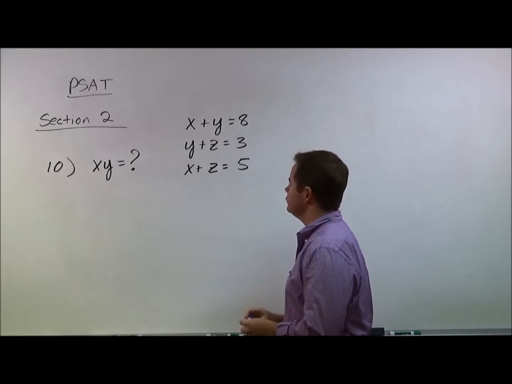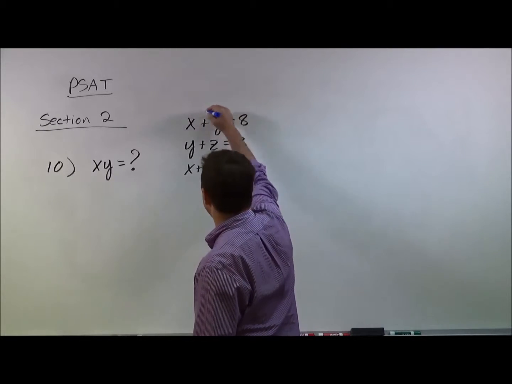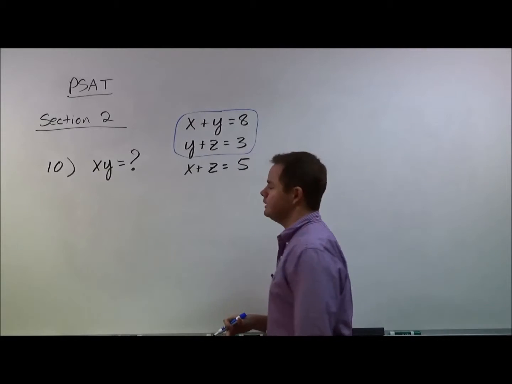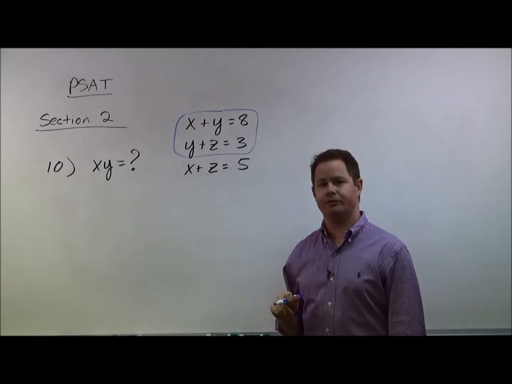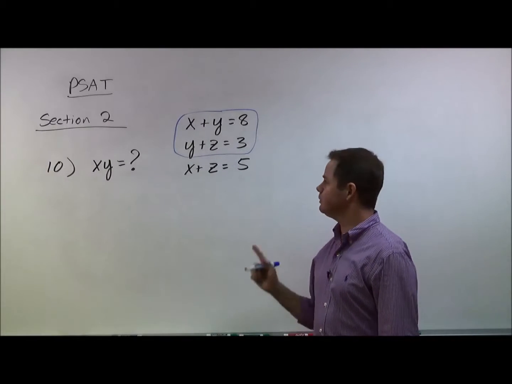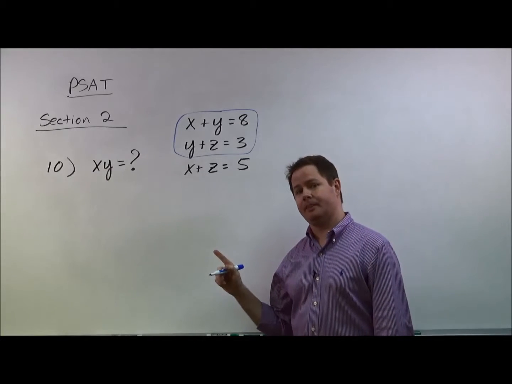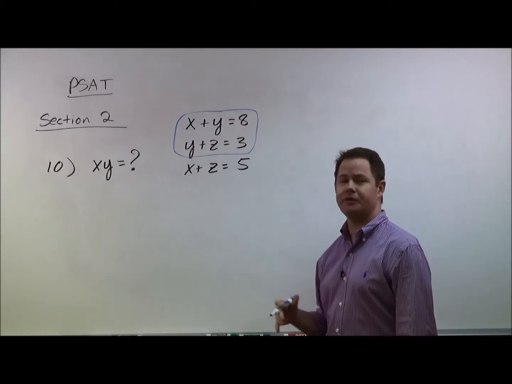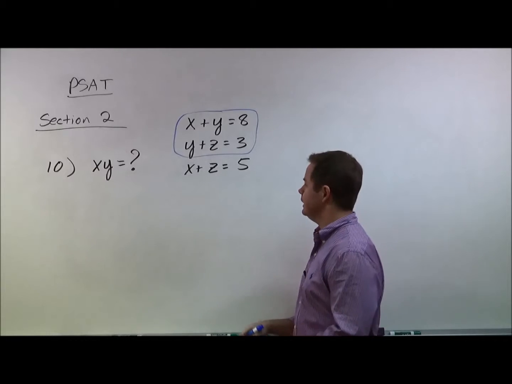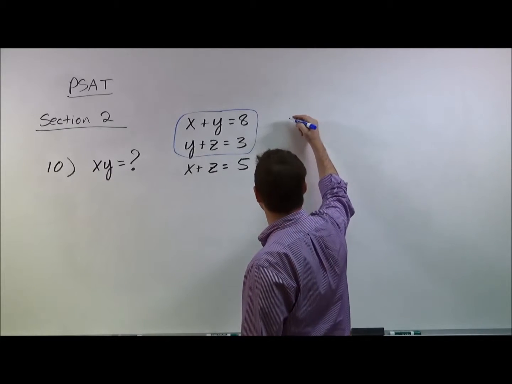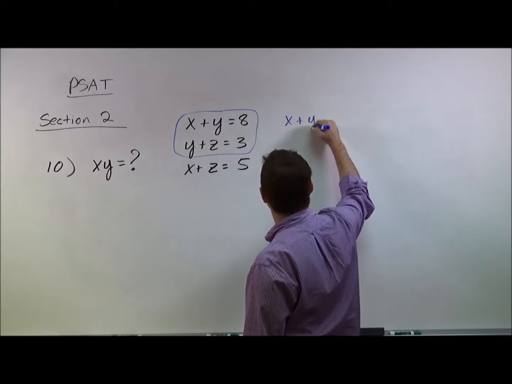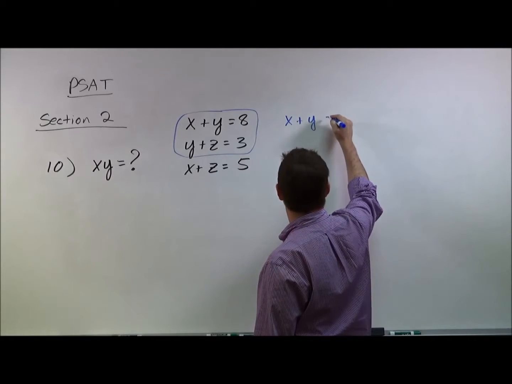So let's start with these first two equations here, and let's see what we could do to try to cancel out one of those variables. Well, what's the only variable that they have in common? So hopefully we looked at these two and said, oh, they both have y in common, and that's what we want to cancel out. So we can do that by using what we call elimination.